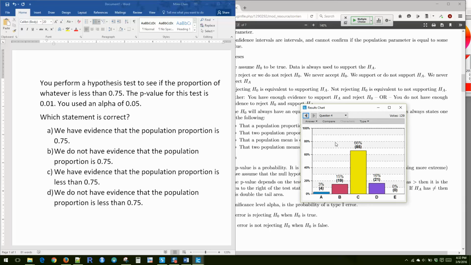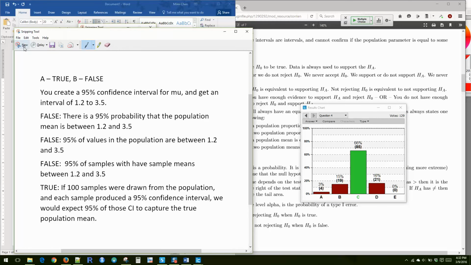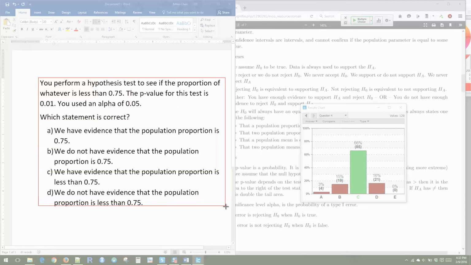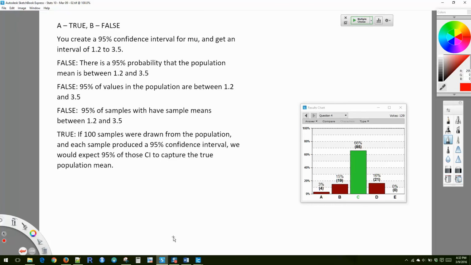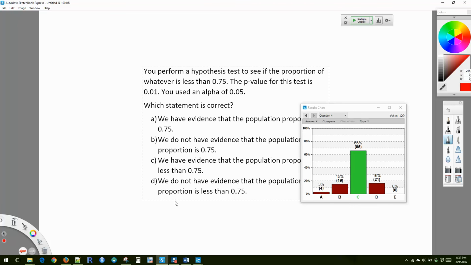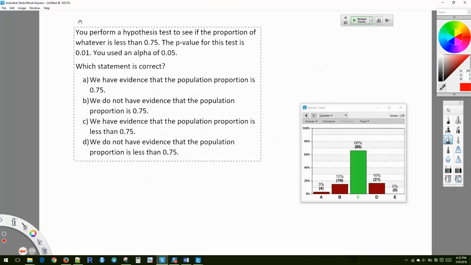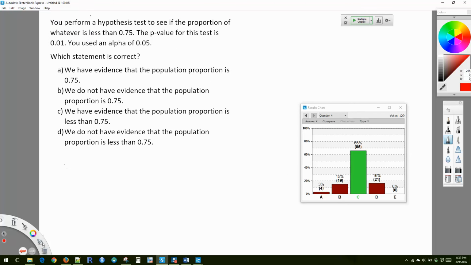Okay, the correct answer is C. But there's still a portion of you that are missing these questions, so I want to make sure we have some understanding here. Regarding this question, you have to think, what would my null and alternative hypothesis be?